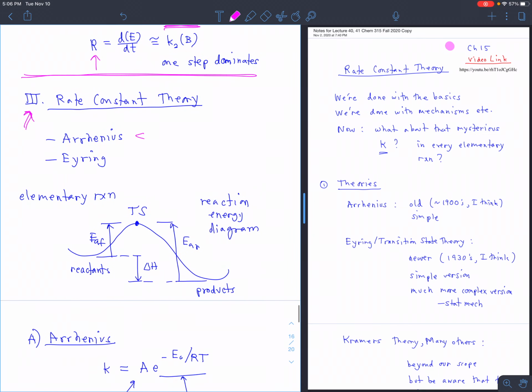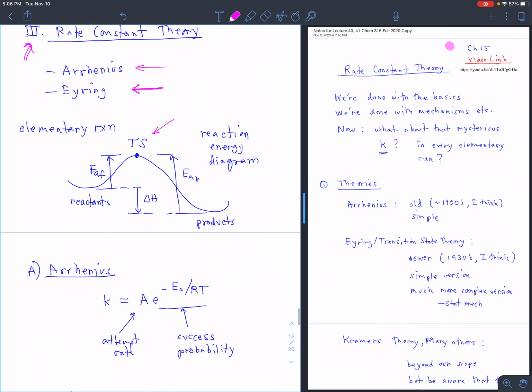We're going to talk about Arrhenius theory and Eyring theory. They're almost the same thing. Eyring just gives us a little bit more insight into the nature of this transition state. So the most important idea really from this section is the idea of a reaction energy diagram, which shows how the energy of the system changes as you move along a reaction coordinate from the reactants to the products.